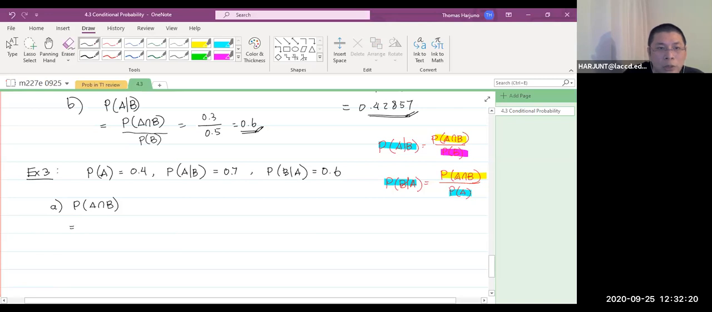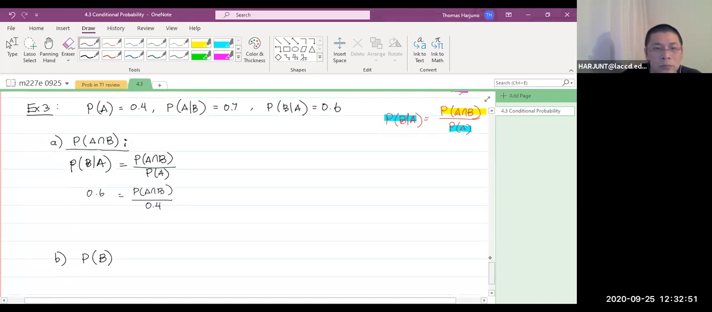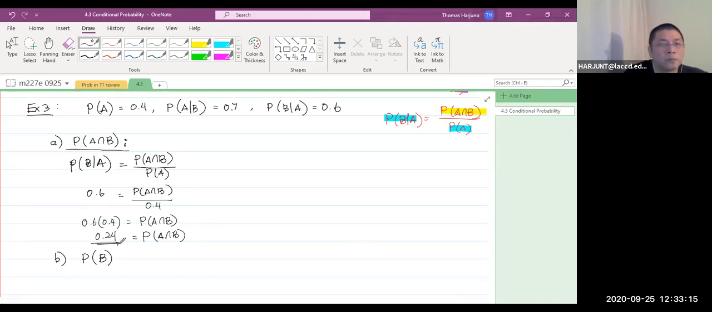So this is what I will do. I will start with probability of B given A equals probability of the intersection over probability of A, and then I plug in numbers. 0.6 equals probability of the intersection over 0.4. Multiply both sides by 0.4. That's the probability of the intersection, which is 0.24. Okay, now we go on to part B.